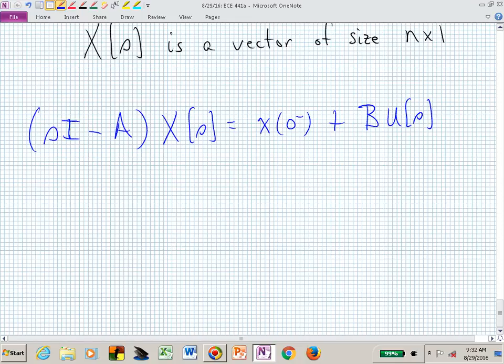And I still have just an n by 1 vector on the left side and the right side after I've performed all of the multiplications. Now I might want to find capital X(s), or isolate it, and I can do that since sI minus A is a matrix. I can now solve for capital X(s) by multiplying on the left everything by (sI minus A) inverse.